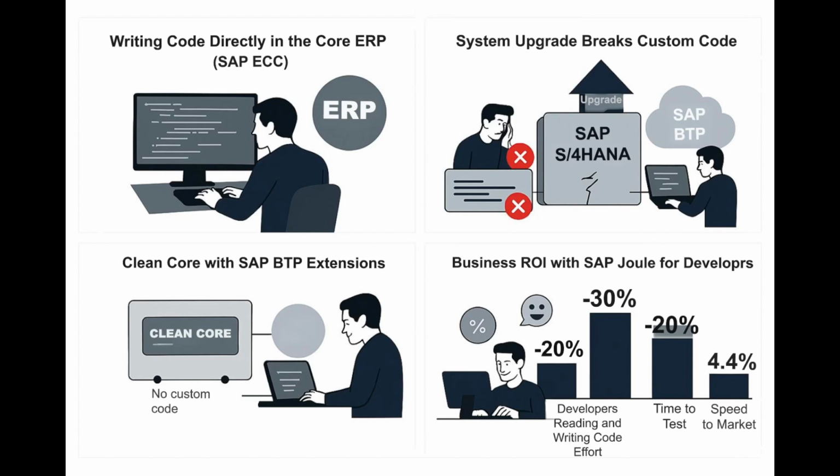So in the last slide we can see the business ROI with SAP Joule for developers. It reduces overall development cost by 30 percent. It brings a 20 percent reduction in the time and effort required to write ABAP or Java code, and a 25 percent reduction in the time needed to test that code because it generates unit tests and all. Also speed to market, these efficiencies lead to a 4.4 percent faster time to realized value, meaning the business can launch and benefit from new applications much faster.